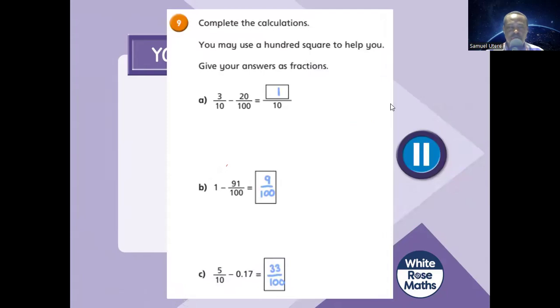So if we complete the calculations, this is 30 hundredths. 30 hundredths minus 20 will give us 10 hundredths. 10 hundredths, which is 1/10. Okay.